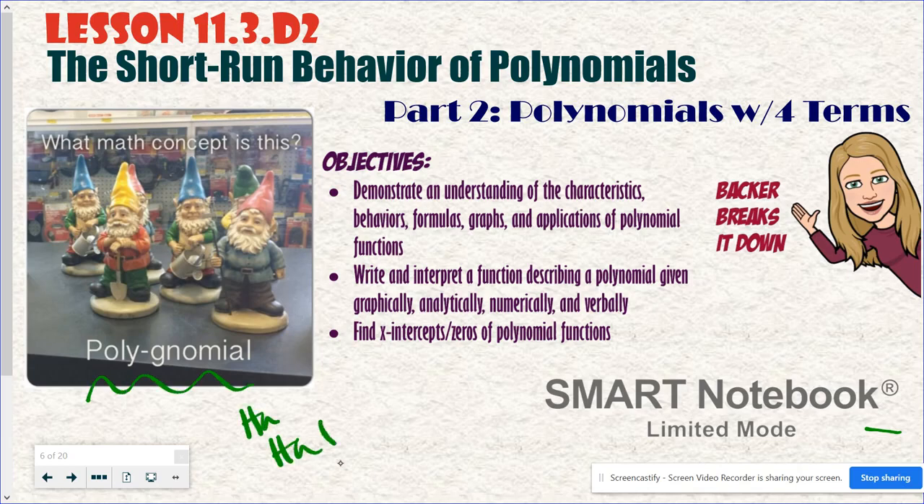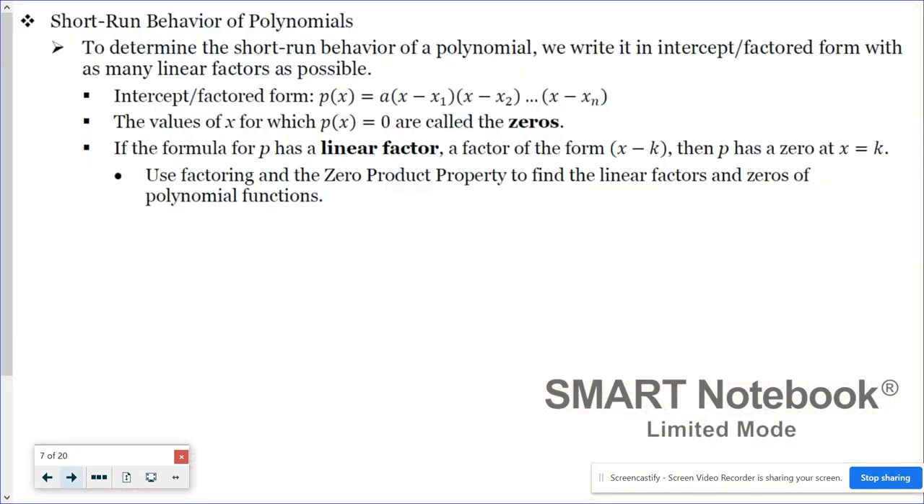This episode, we're working with short-run behavior of polynomials with a focus on polynomials written with 4 terms. To find the short-run behavior, we need to write polynomials in intercept form, also known as factored form, and then we can use our zero product property to find the zeros. So if you have a factor, we find zeros because if the polynomial equals 0, we solve for x, those are the zeros. So if you have a factor of the form x minus k, well, this will equal 0 when x equals k. So, 4 terms.